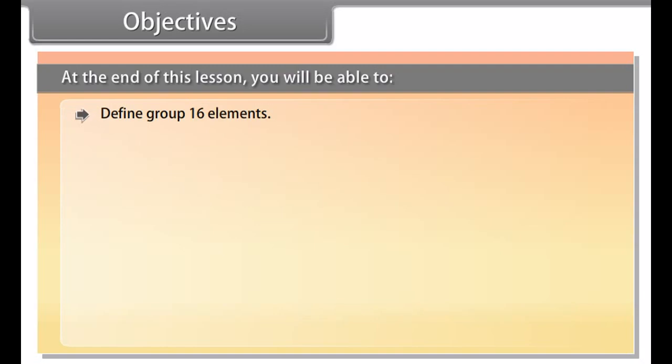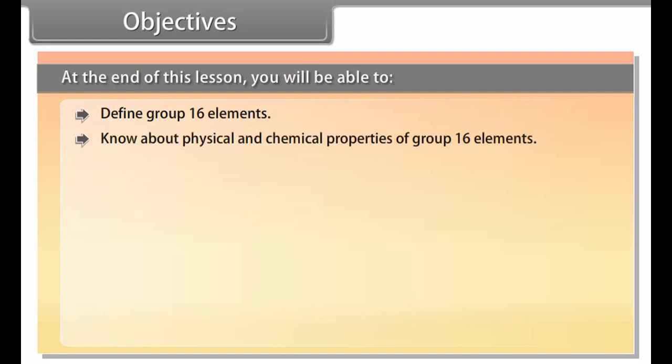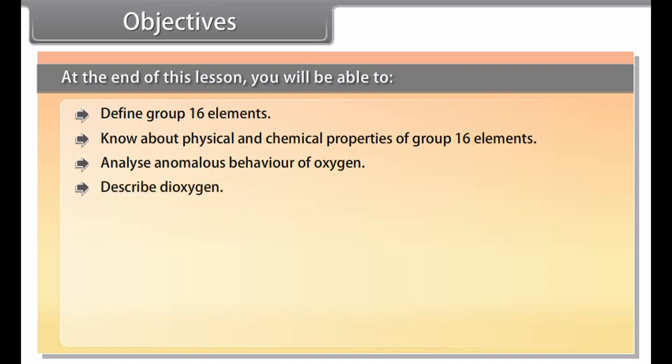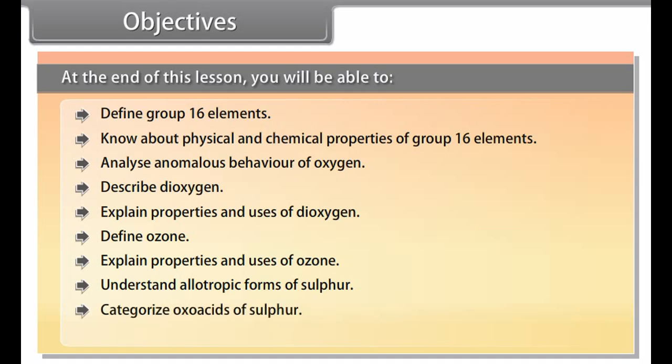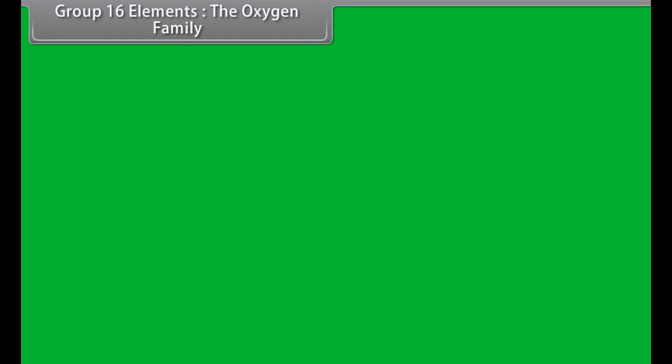define group 16 elements, know about physical and chemical properties of group 16 elements, analyze anomalous behavior of oxygen, describe dioxygen, explain properties and uses of dioxygen, define ozone, explain properties and uses of ozone, understand allotropic forms of sulfur, categorize oxoacids of sulfur, explain sulfuric acid.